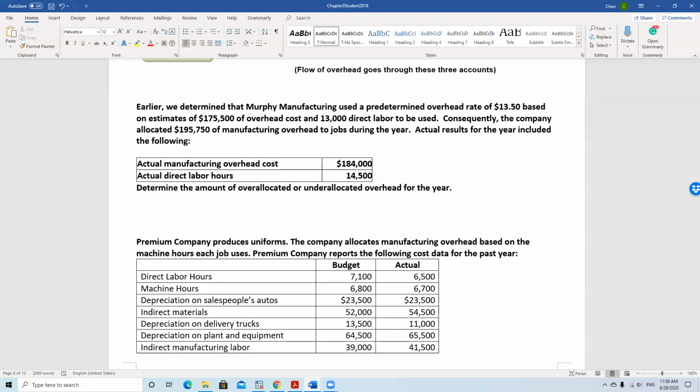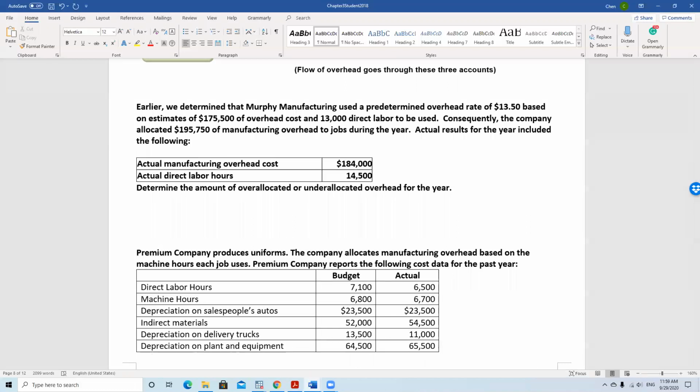Okay, I'm going to give you an example. It's a very small example, but I want to talk a little bit about this over allocated and under allocated. I think you're going to need this information for your project 1. Determine the amount of over allocated or under allocated overhead for a year.